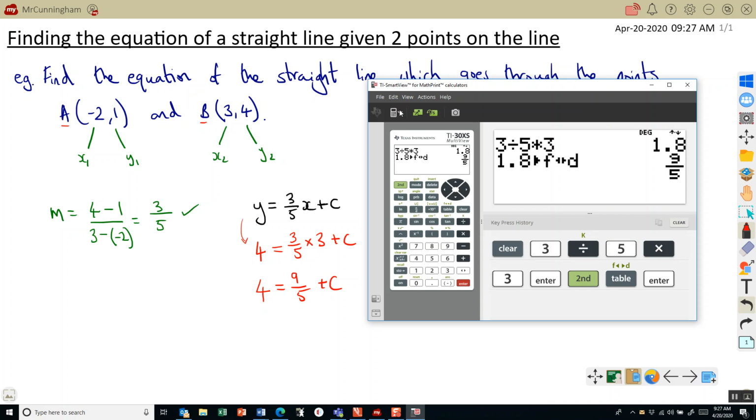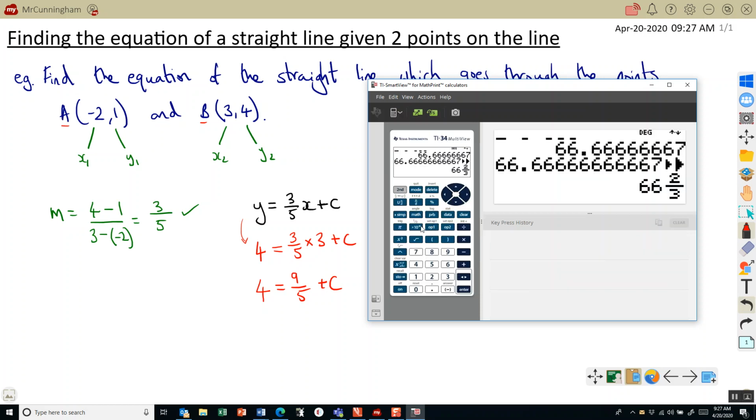And that's the same if you have got this calculator, the multi-view one. I've still got the fraction to decimal up here. Okay?